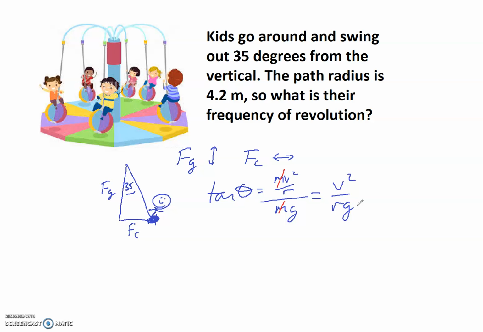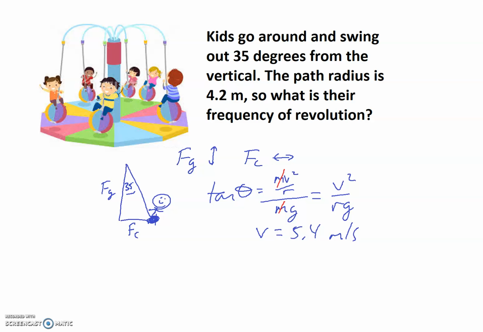And I can rearrange this and solve for their speed. So I just have to rearrange the expression to solve for v, so I'll do tan theta, find that, and then multiply that by rg, and don't forget to square root the value after that because we just want v by itself. So if we do that, we get a v value of about 5.4 meters per second. So that's how fast they're going.